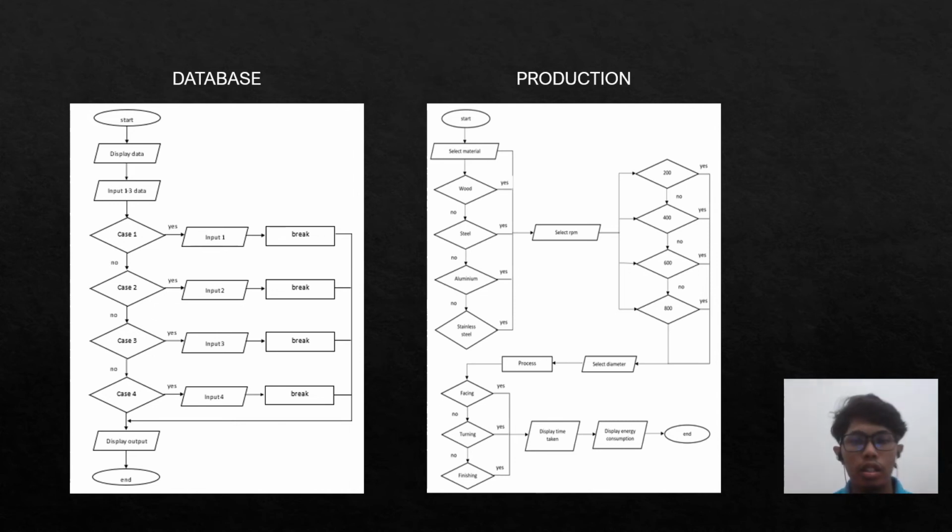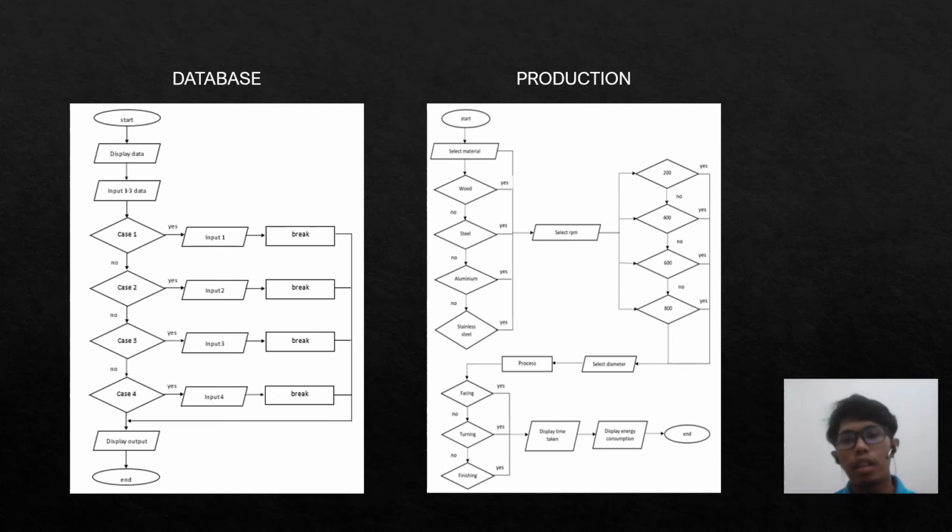It is the RPM, the diameter, or the process that we need to choose. After that, break, and then it will display the output and end.